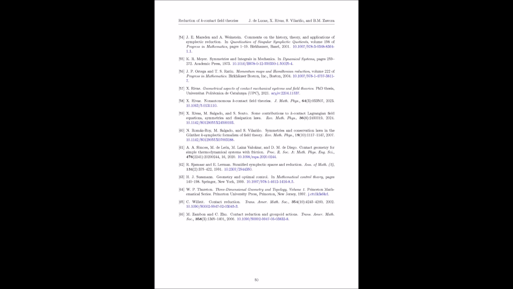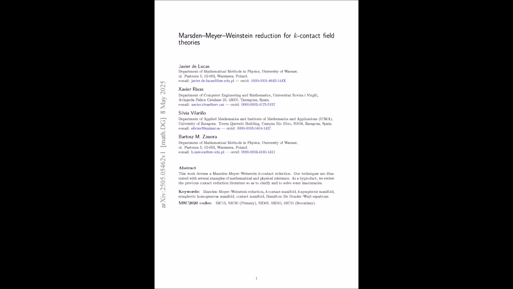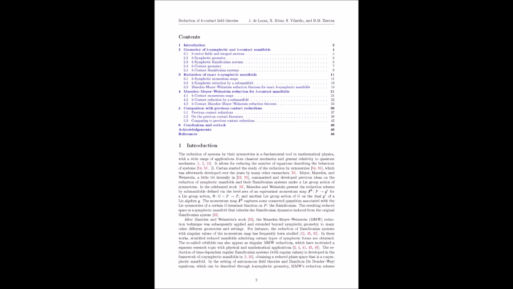co-orientable K-contact manifolds. This gives us a powerful tool for systems with symmetry, especially non-conservative ones. And it seems to clarify and maybe even correct some aspects of the previous contact reduction literature along the way. Indeed. The detailed comparison and the examples really highlight its contribution.